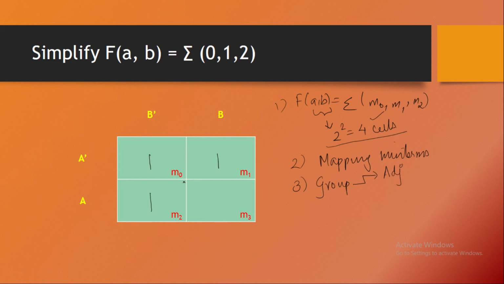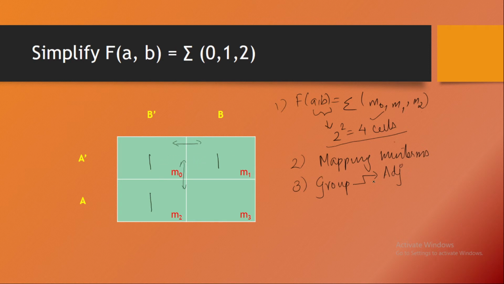So what do we mean by adjacent cells? Adjacent cells are nothing else but neighboring cells which are either in a horizontal fashion or in a vertical fashion. I cannot have neighboring cells in a diagonal fashion. So identifying adjacent cells is nothing else but identifying your neighboring cells.